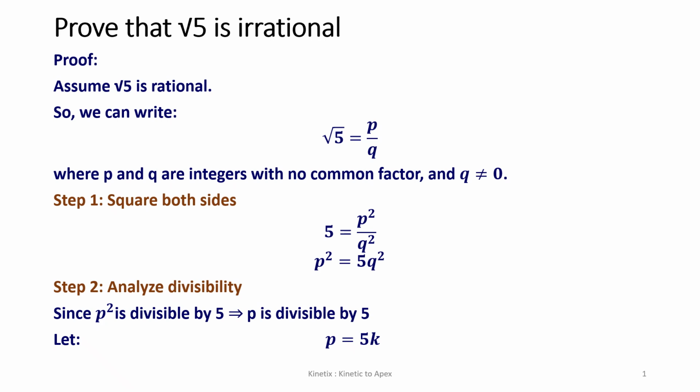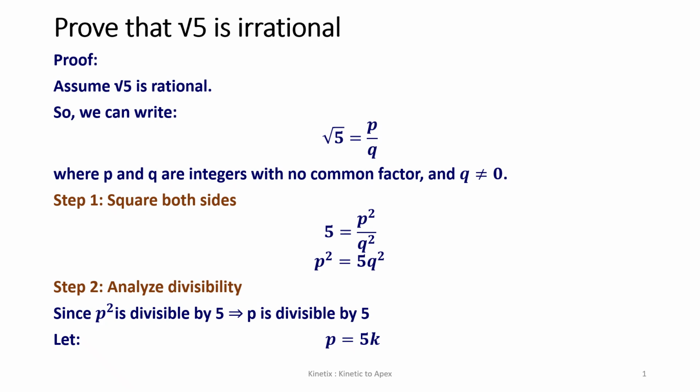Proof of contradiction means we will assume a statement, then we will verify that statement, and on the basis of the verification, we will find out whether the assumption is correct or the assumption is wrong. So here this proof, root 5 is irrational, can be done in 3 steps, and after the 3 steps we will give the concluding remark.